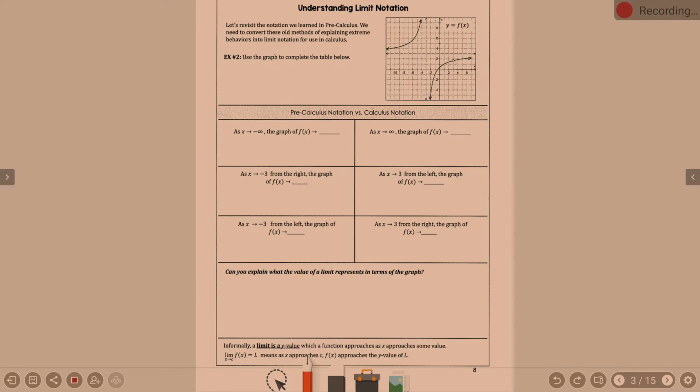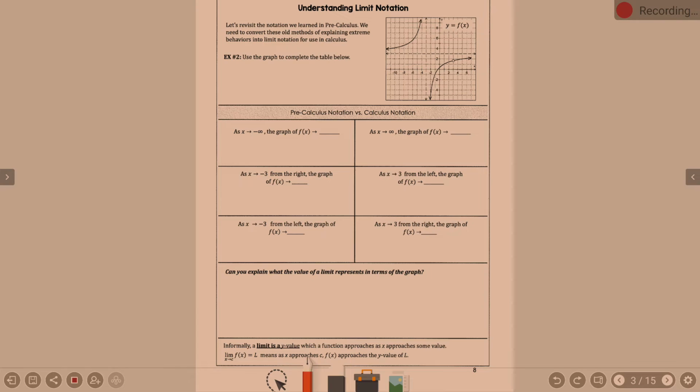Okay, understanding limit notation. This is how we are going to write our limits. We did a little bit with limits in pre-calc, not a ton. We are going to look at how we use our notation here. So you have the graph. Is this the same graph as previous? It is.